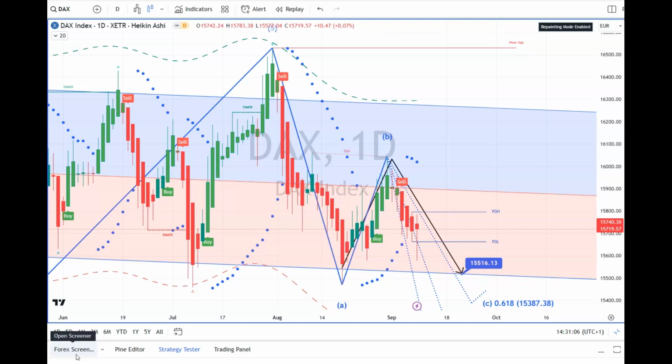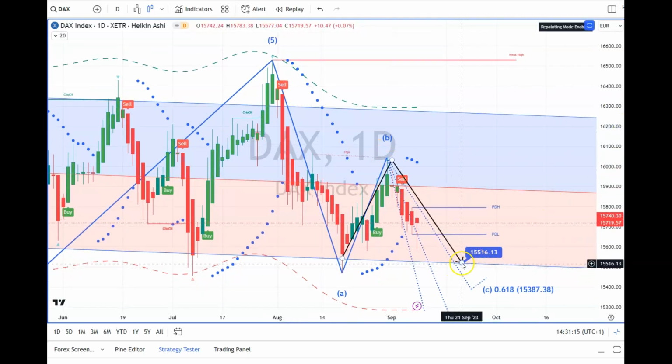DAX has the downward momentum. We've got a sell signal on the advanced pro charts, and it's in a wave 5 ABC formation, so highly likely to head for 15,516.